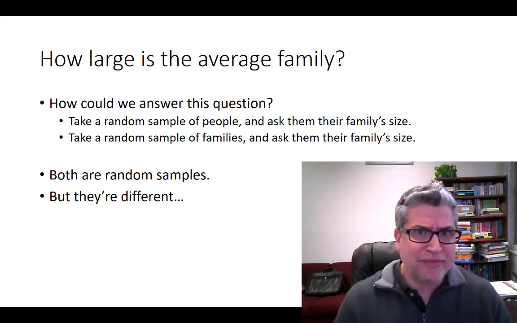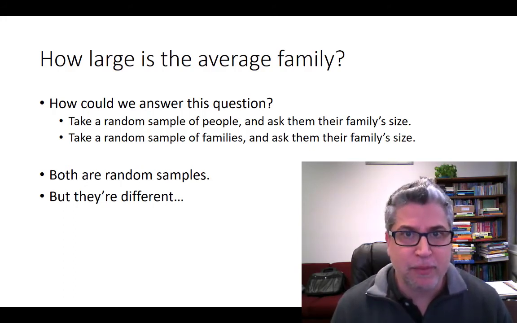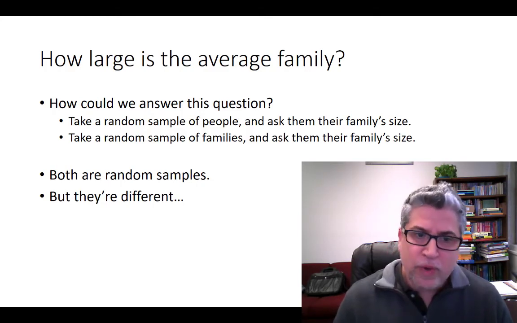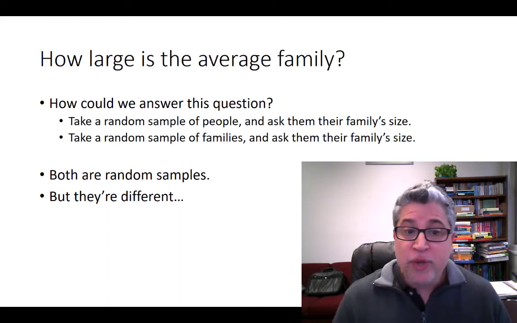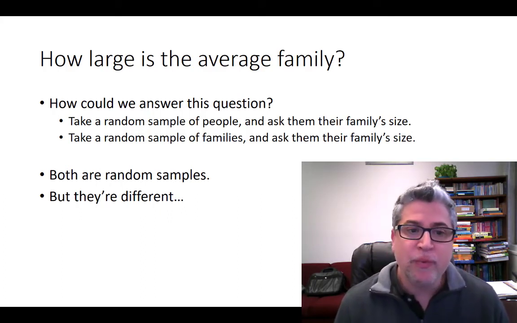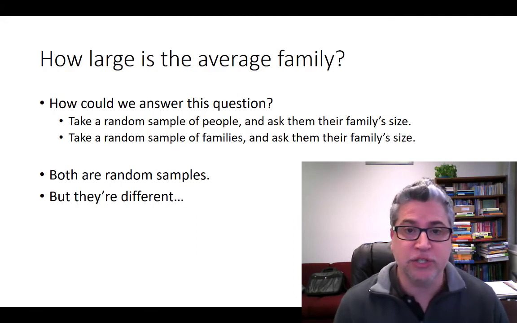Okay, so we've got that. Now, let's say that we want to know how large is the average family. There's still a very practical question. We know we're going to take a random sample, but a random sample of who? We could have two options, for example. We could ask a random sample of people, how large is your family? Or we could take a random sample of families and ask them, how large is your family?